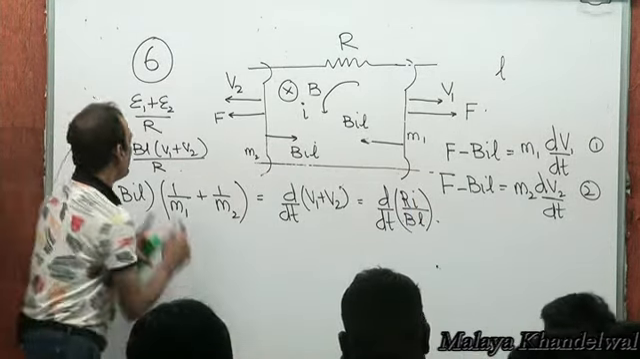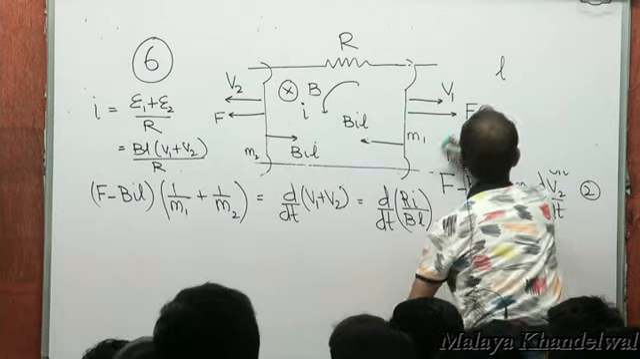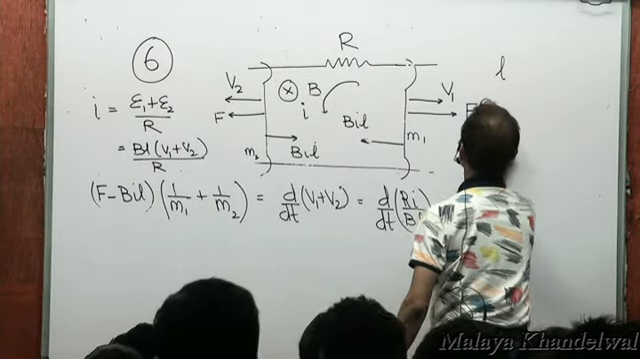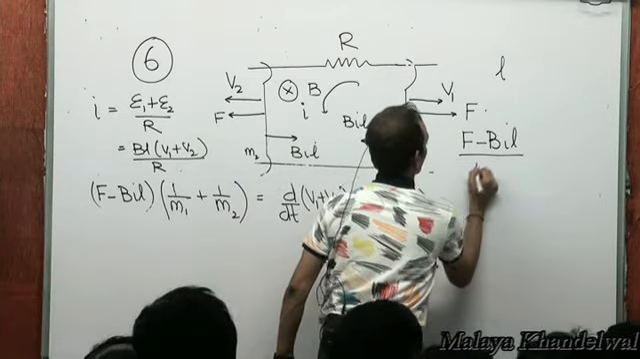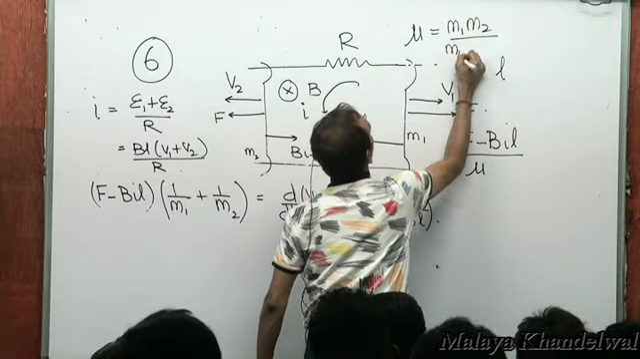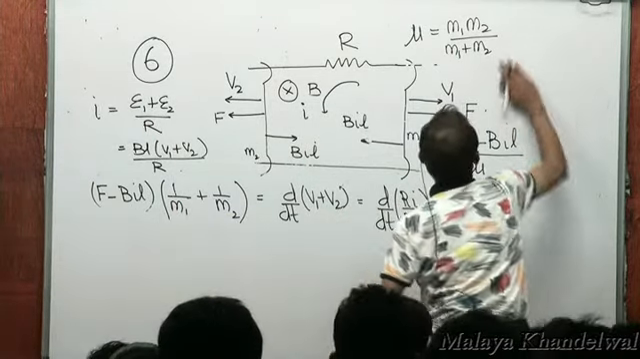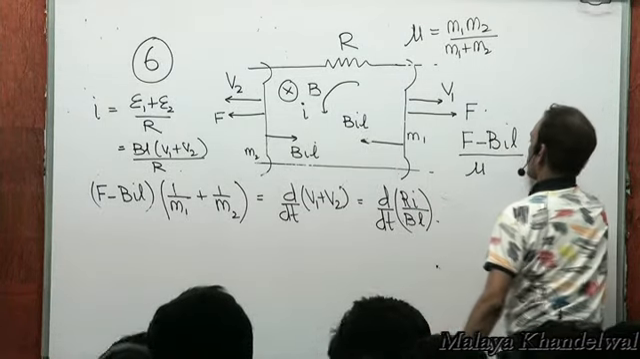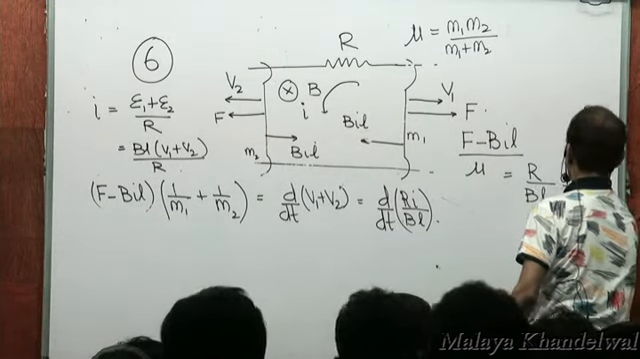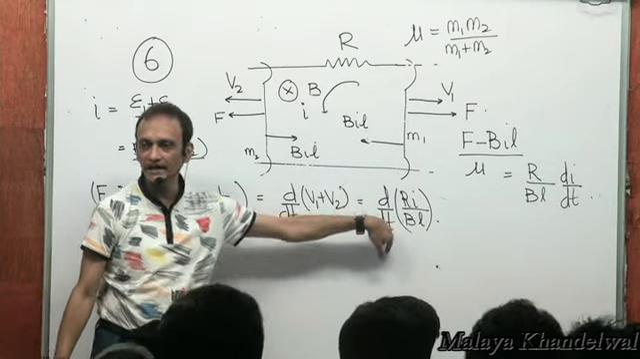Right? And 1 by M1 plus 1 by M2 is 1 by mu, the reduced mass of the system, right? So this equation becomes (F minus BIL) by mu, where mu is the reduced mass, M1 M2 by M1 plus M2. (F minus BIL) by mu is R by BL di dt. R by BL will come out of the derivative sign, di dt, right?